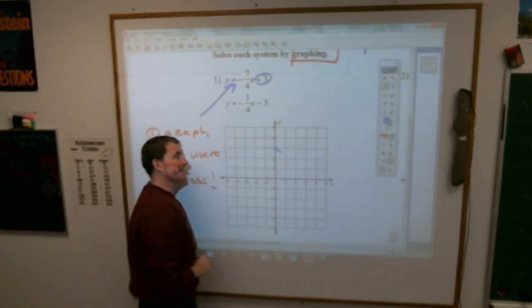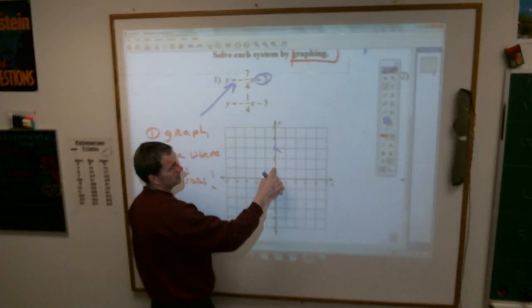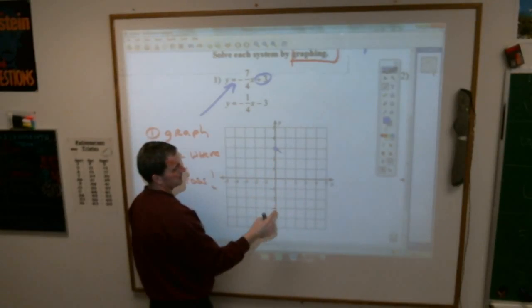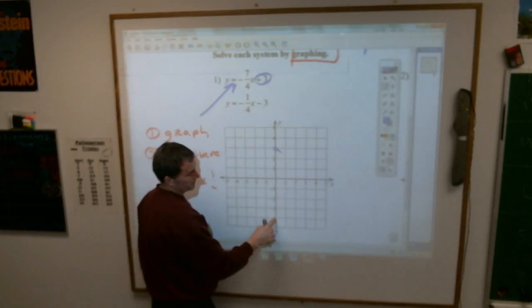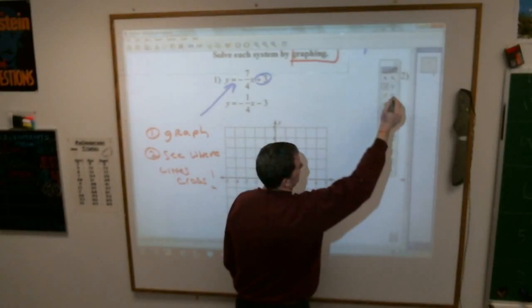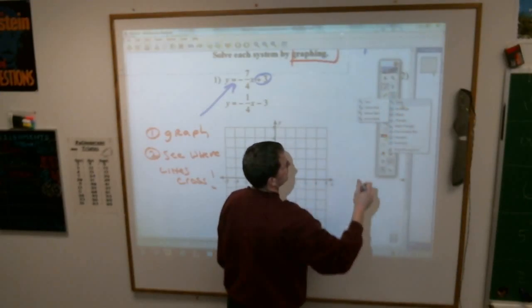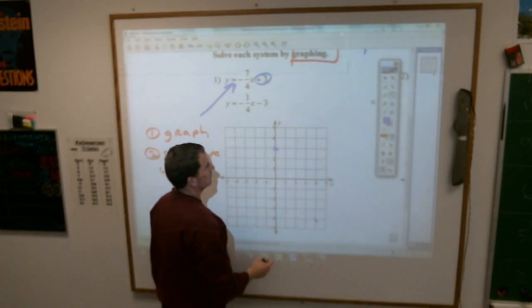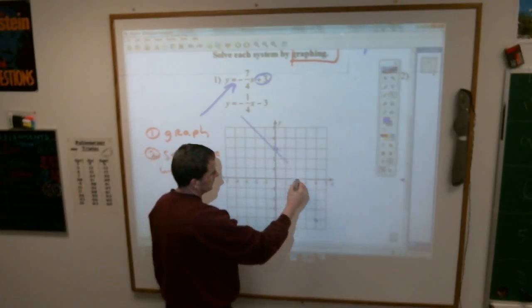It has a slope of -7/4. 1, 2, 3, 4, 5, 6, 7. Negative means it goes this way, right? 1, 2, 3, 4. Put your 2 points down. Let's see if we can't find ourselves a line. Looks like we're drawing a blue line. We draw that line.